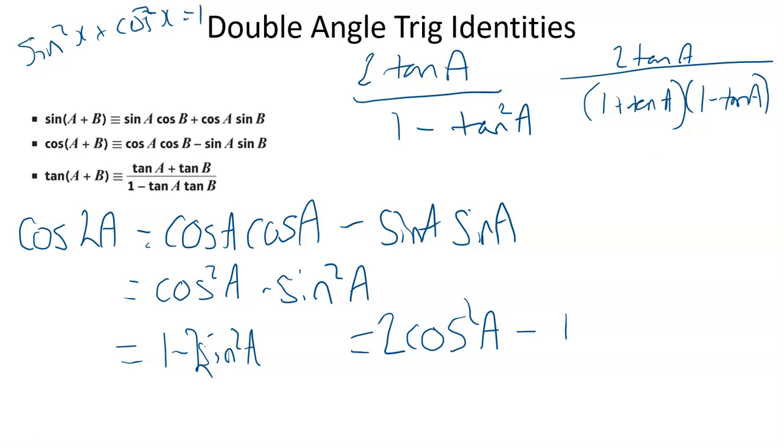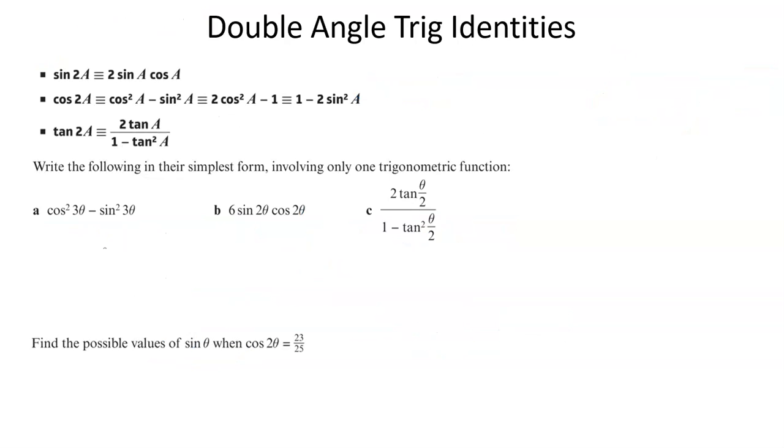So here they are written out in much better handwriting than mine. Sine of 2A is 2 sine A cos A. Cos of 2A has 3 forms: cos squared A minus sine squared A, 2 cos squared A minus 1, and 1 minus 2 sine squared A. And tan 2A is 2 tan A over 1 minus tan squared A. So let's have some examples of these, see what happens.